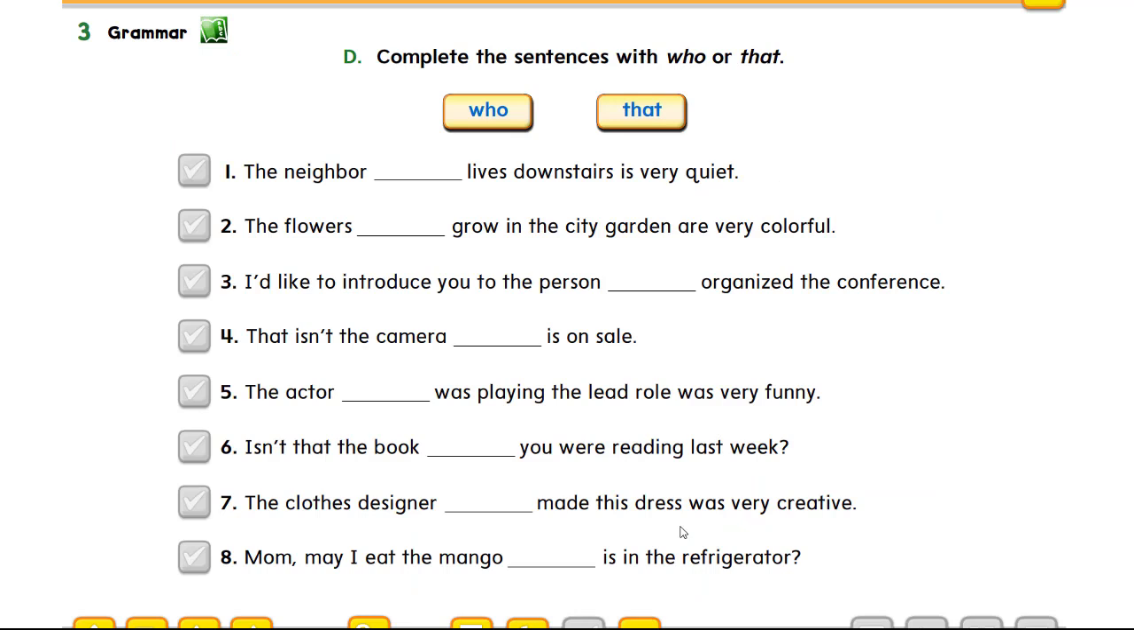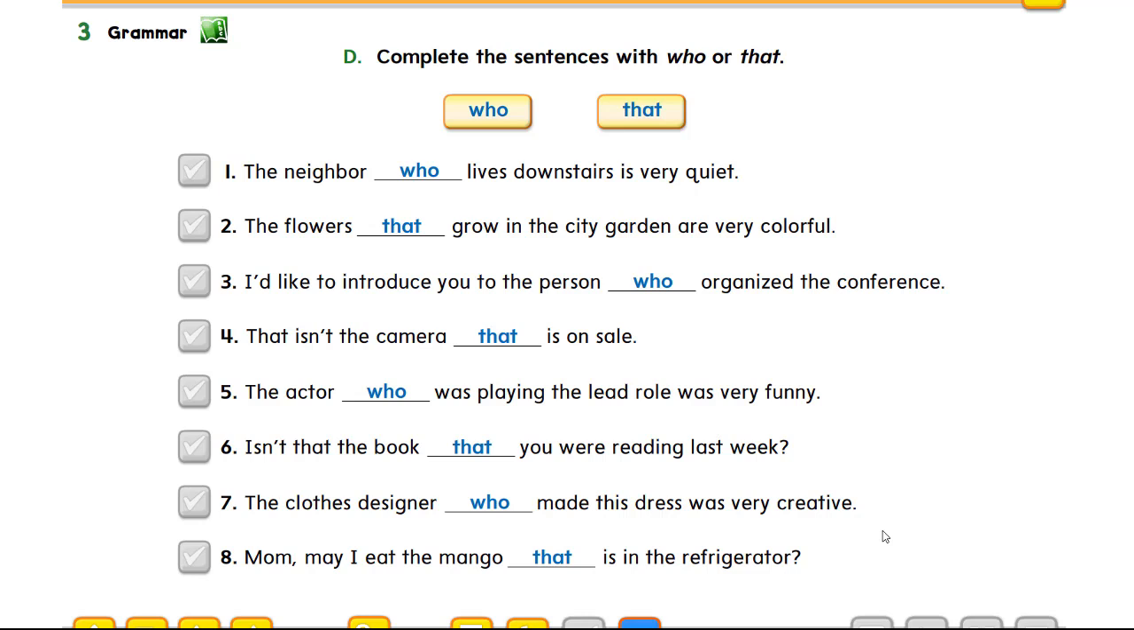أكمل مستعملا who or that، إما who أو that. طبيعي who فقط تصلح إلى العاقل، ولكن that للعاقل وغير العاقل. Answers: 1. The neighbor who lives downstairs is very quiet. الجار عاقل. 2. The flowers that grow in the city garden are very colorful. 3. I'd like to introduce you to the person who organized the conference. Person شخص عاقل. 4. That isn't the camera that is on sale. كاميرا غير عاقل.